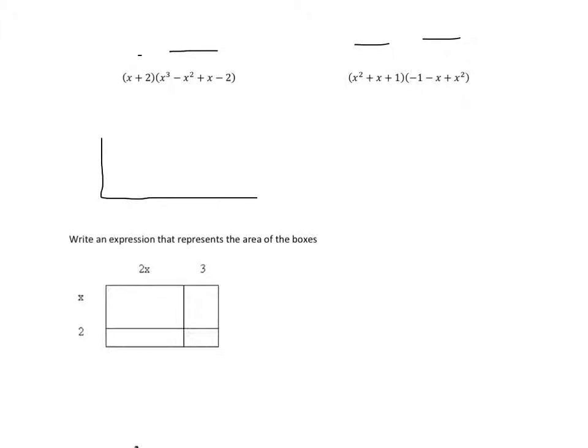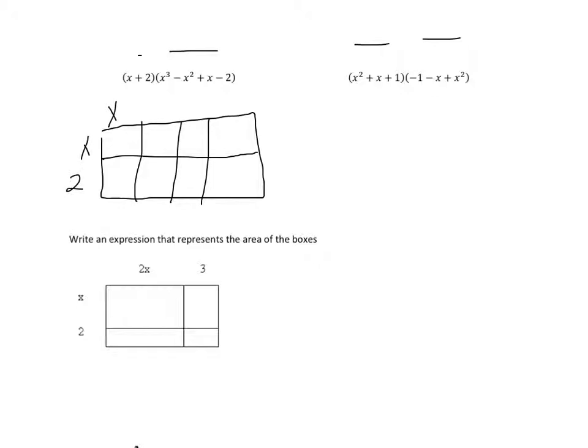And because we have a binomial by a polynomial with 4 terms, I'm going to have a 2 by 4 box. Now, I'm going to put the x and the 2 on there because those are the 2 terms. I'm going to put the x cubed. It's a cube, trust me on this one. Negative x squared, and x, and a negative 2 right there. So now, when we multiply, we're multiplying row and column.